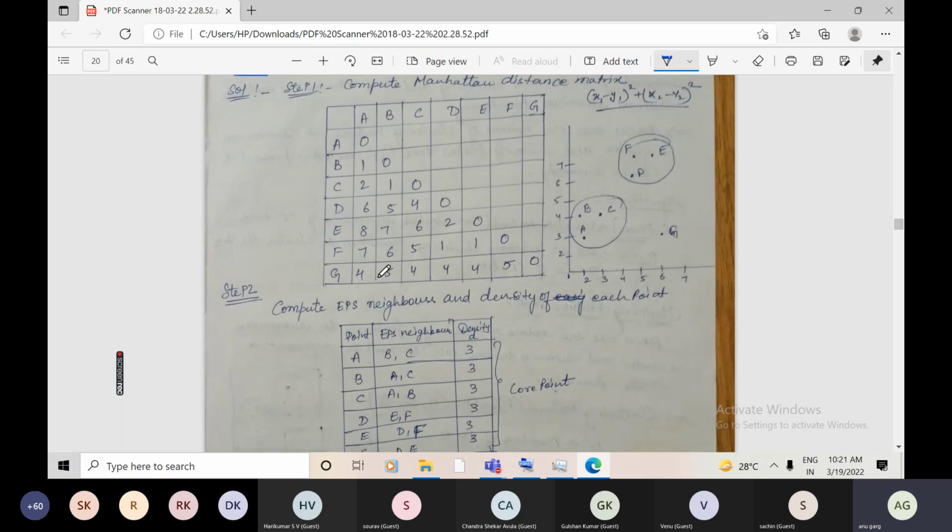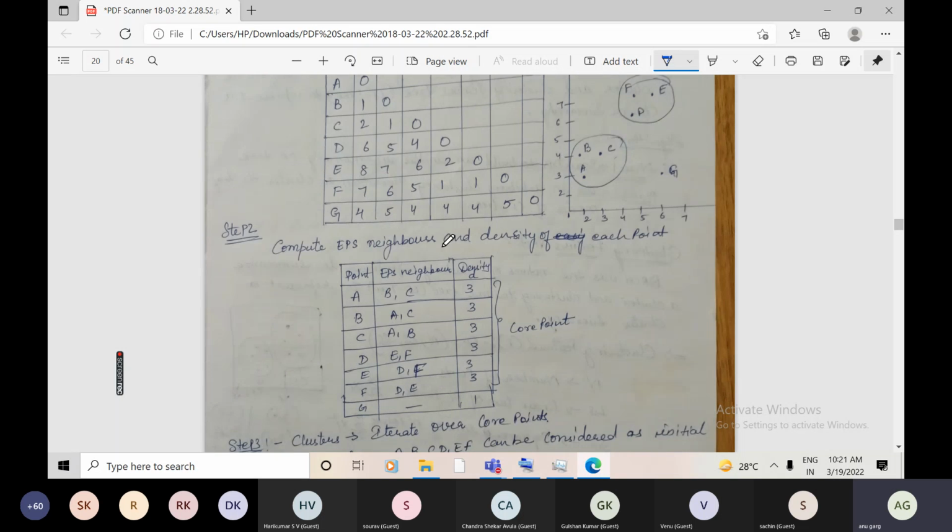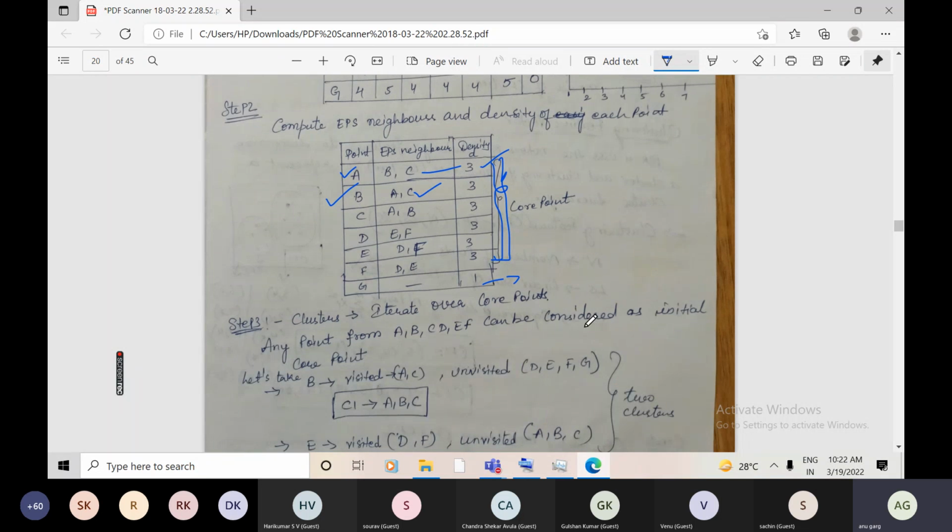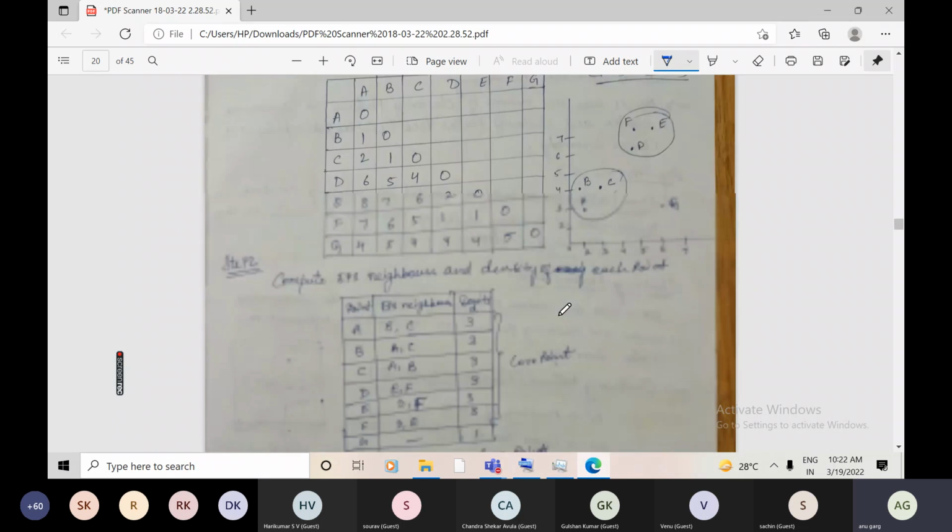So you can write down the adjacency matrix by calculating the Manhattan distance, and in the same manner write down all the points in the vicinity of A, in the vicinity of B, and so on. Then you need to see the density, like how many points are here. 3, 3, 3. Here it is only 1, so this is a noise point, and all these are your core points. But then you have to form the clusters.